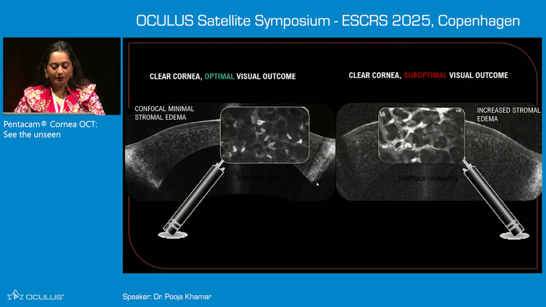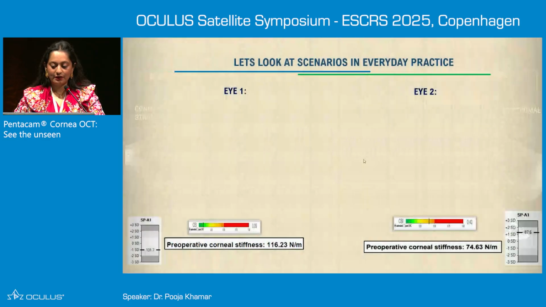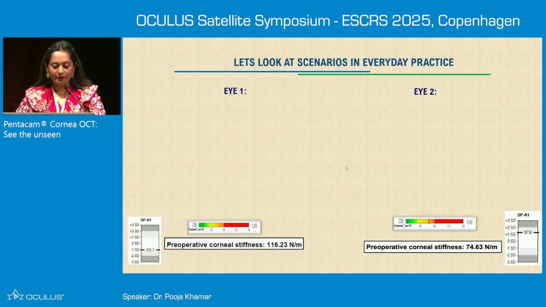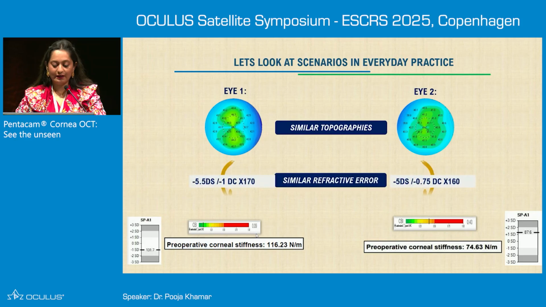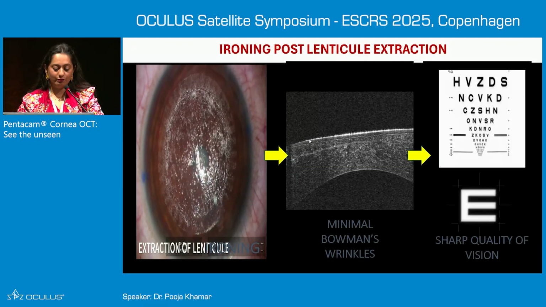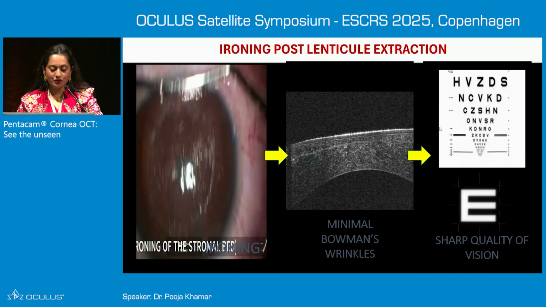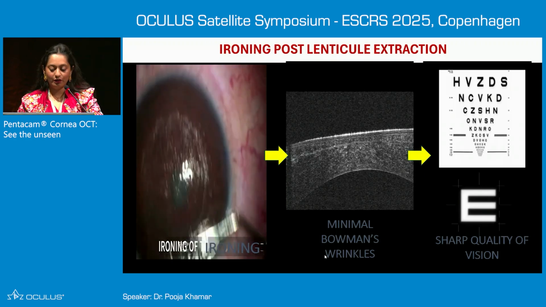When you look deeper and do the OCT, you can see that the patient who's happy has a good clear interface, but the patient who's unhappy has a little bit of interface edema, which is shown on the Pentacam OCT. On digging deeper, you can see that the corneal biomechanics of the unhappy patient is a little bit on the borderline side. So this patient may benefit from a little bit of ironing, which would reduce the Bowman's wrinkles and the interface edema, and give a better quality of vision.